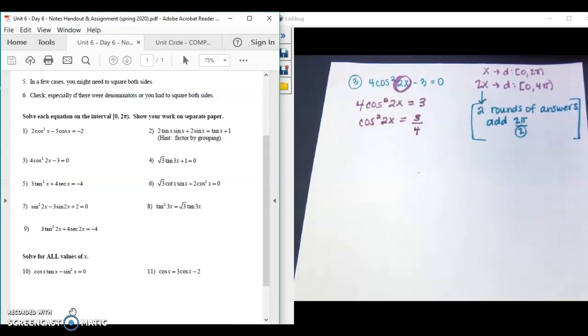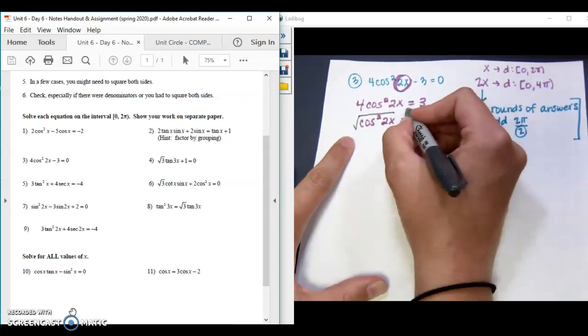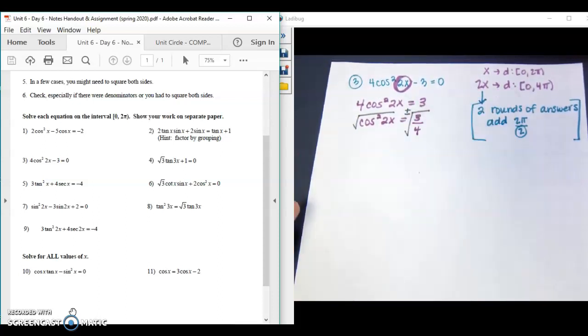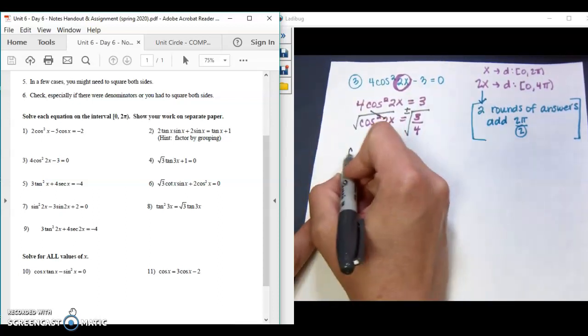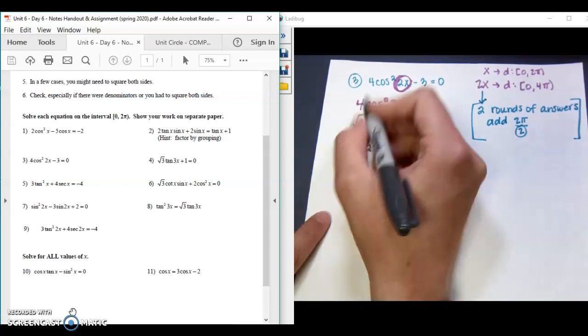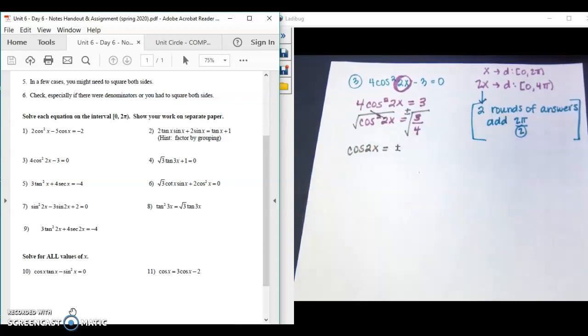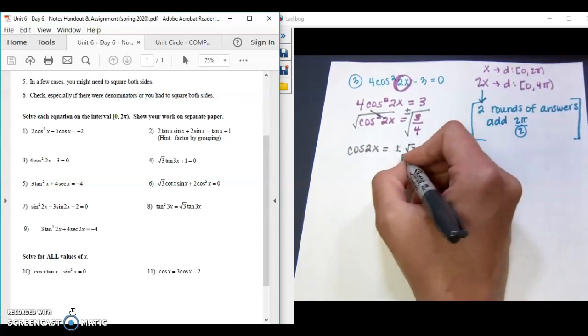Alright, to get rid of the square, we want to take the square root. When you take the square root, you have to include the plus or minus. Okay, the square root and the square cancel here, so you're left with cosine of 2x equals, we still have our plus or minus, square root of 3, we're just going to leave as square root of 3, but square root of 4 is 2.